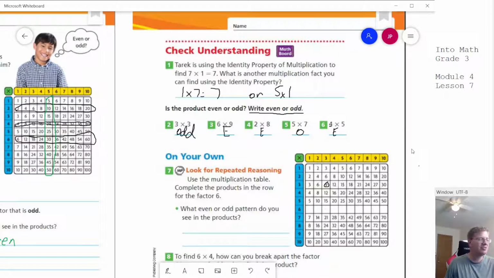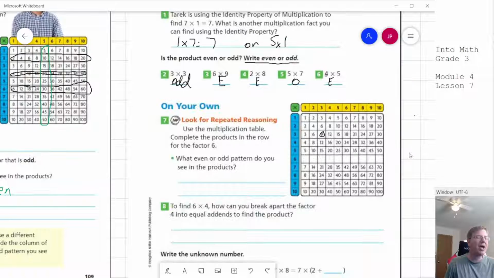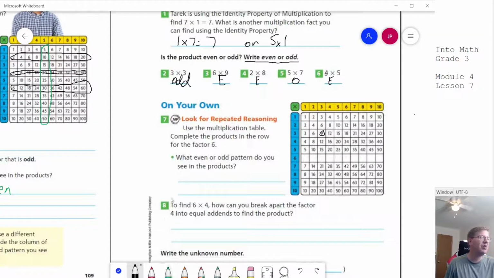They want us to finish filling in the row for 6's, so we could actually look at this on the left-hand side of the screen right now. I've already circled that, so I'm not going to take the time to copy that in. What pattern do we see? We do see, again, all even products.